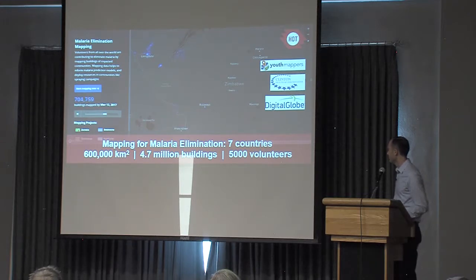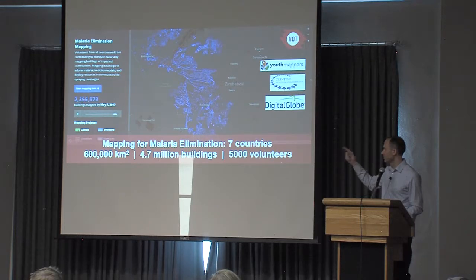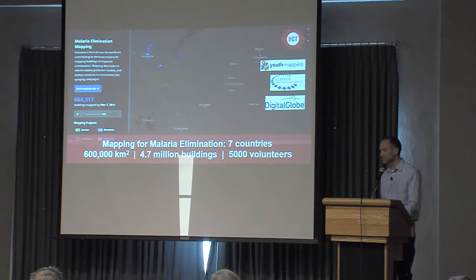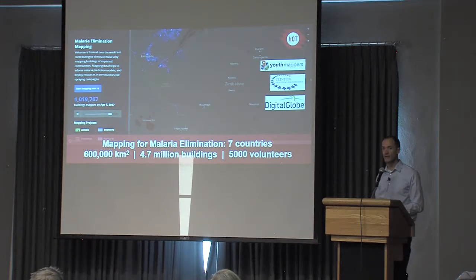And HOT and YouthMappers contributed to provide better data for organizations like Clinton Health Access Initiative, who you'll hear from a little bit later today. And as you can see, that counter ticking up on the left was a really incredible effort. So 5,000 volunteers mapped 4.7 million buildings across 7 countries, covering more than 500,000 square kilometers of land.